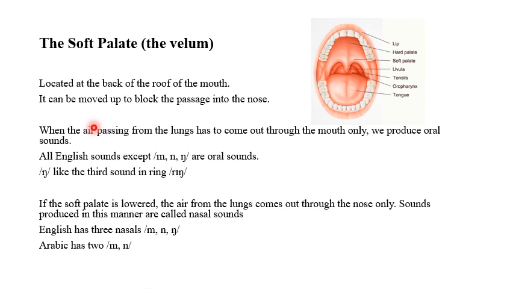Again, when the palate moves upward and closes the passage into the nose, the air that leaves the lungs will have to go out through the mouth only, and this means we can produce only oral sounds, aswat famiyya aw shafahiyya. The oral sounds include all the English sounds except for ma, na, and ng. Now, when the soft palate is lowered, the air that comes from the lungs can leave only through the nose, and the sounds that are produced in this manner are called nasal sounds. These are ma, na, and ng.